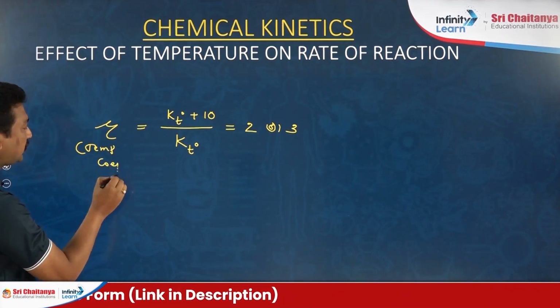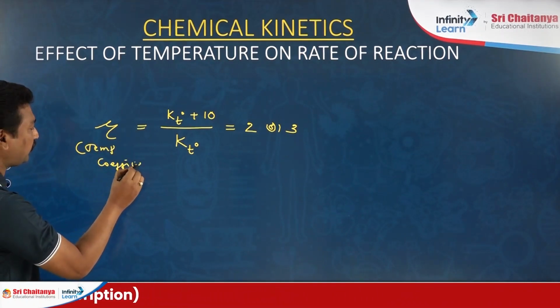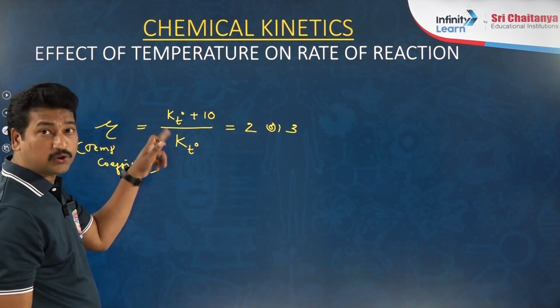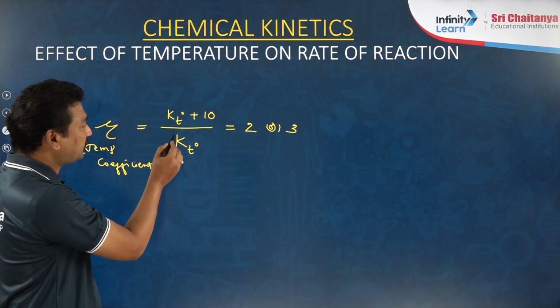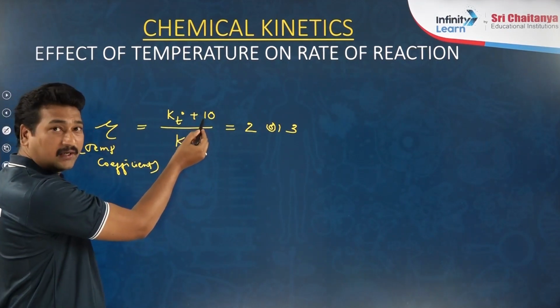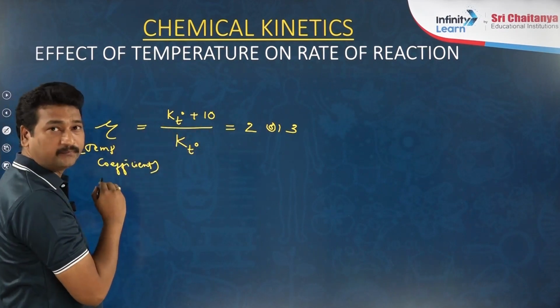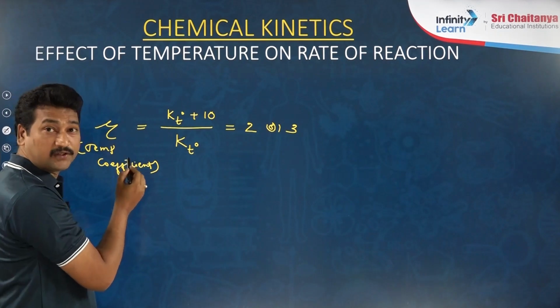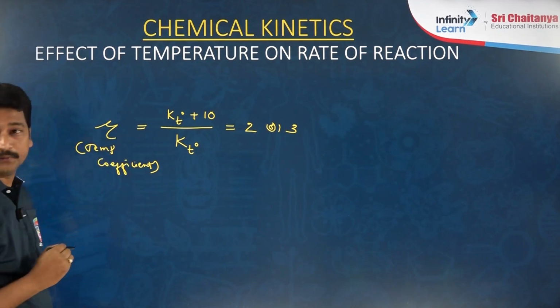What is the temperature coefficient? The temperature coefficient is the ratio between any two specific rates measured at temperatures that differ by 10 degree or 10 Kelvin. That is the temperature coefficient, denoted by the symbol mu.